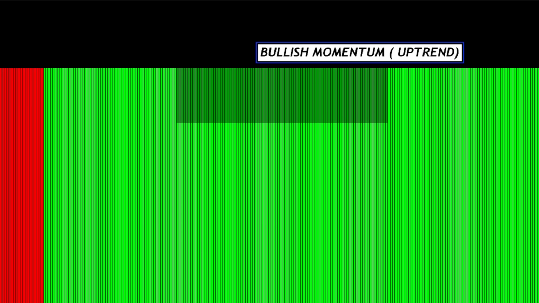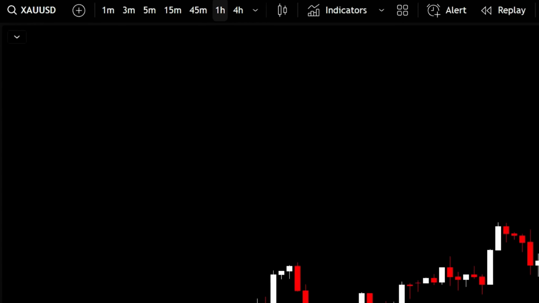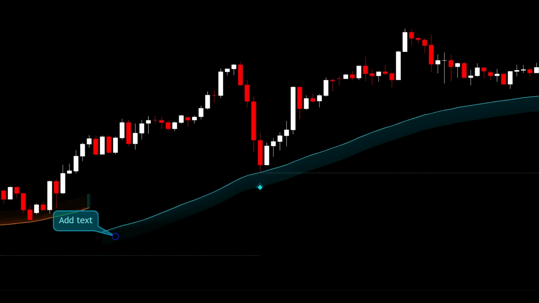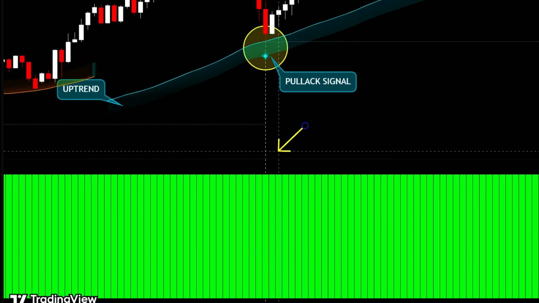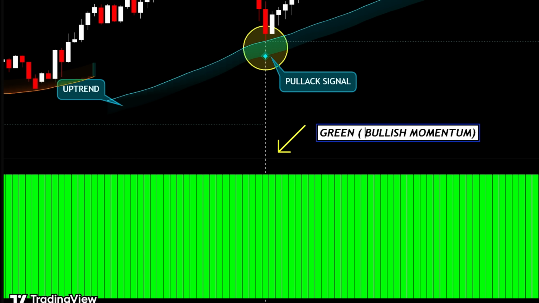Now that we have structure and momentum aligned, let's put them all together in real examples. On the 1-hour chart of gold, the uptrend starts when the cloud flips green and price moves above it. We wait for the next retracement into the cloud, a potential buy opportunity. Before entering, we check the Donchian ribbon. It's green. Bullish momentum confirmed. Now we have structure and momentum in sync. That's a valid buy setup.